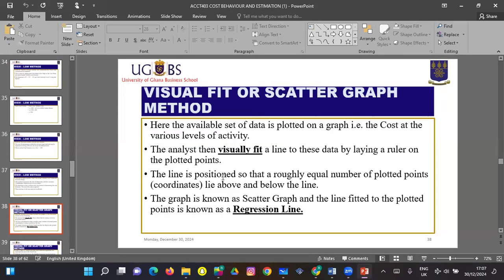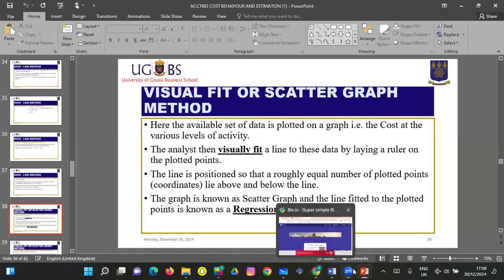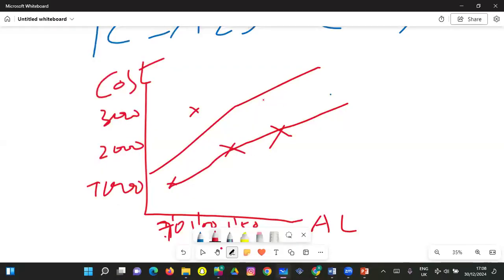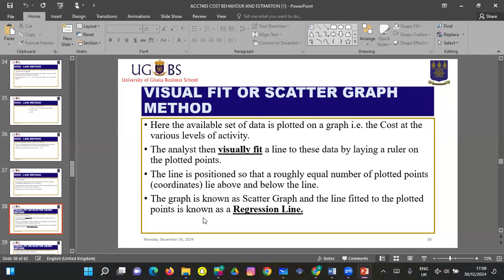So the line is positioned so that a roughly equal number of plotted point coordinates lie above and below the line, right? If this was scattered, they put it in the middle so that almost everything is equal below or above. But because I added another example here, I brought it in this. All right. So the graph is known as a scatter graph, and the line fitted to the plotted points is known as the regression line.